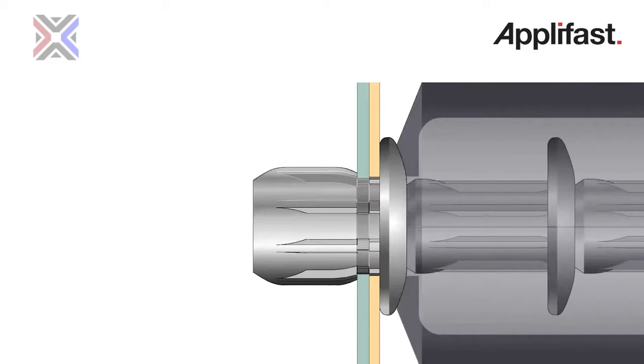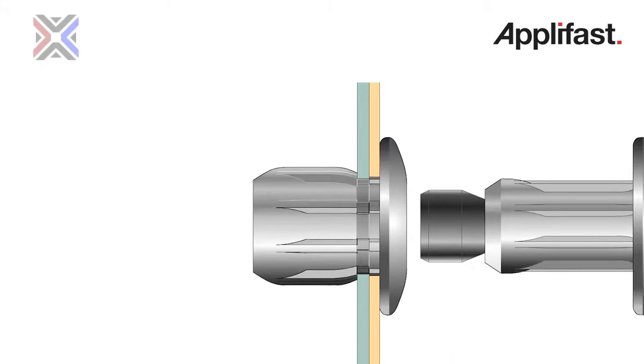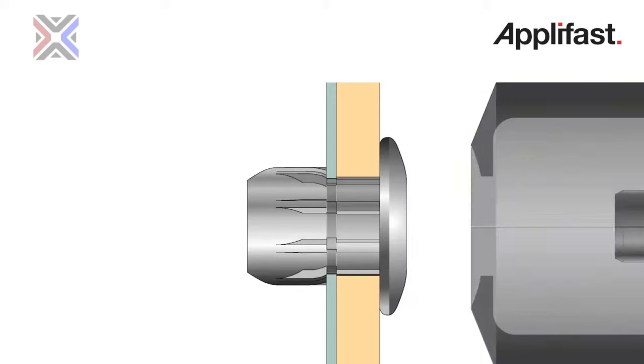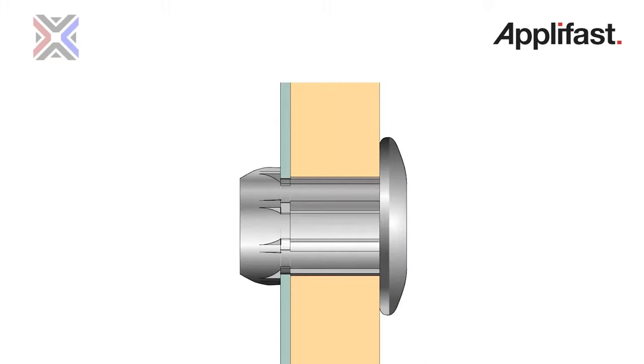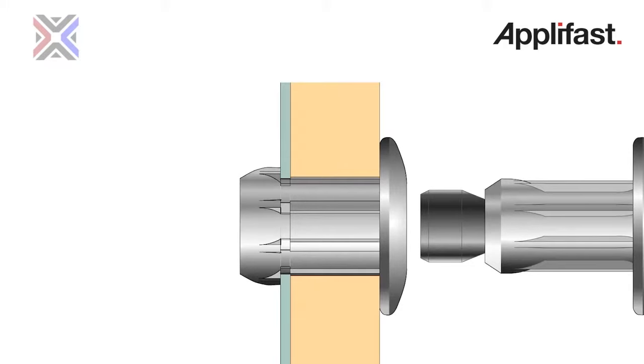With the NeoSpeed system, a reusable mandrel installs successive rivets with no waste metal at all. This is greener assembly, more efficient for the user, and ultimately better for the environment.